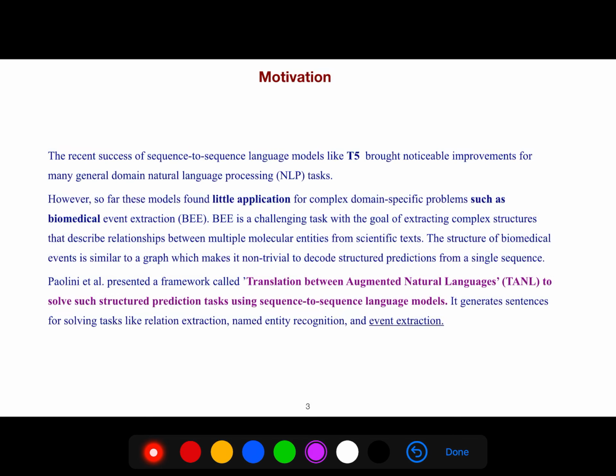So Paolini and his colleagues presented a framework called translation between augmented natural languages, TANL, to solve such structured prediction tasks using sequence-to-sequence language models. It generates sentences for solving tasks like relation extraction, NER, and event extraction. I have a playlist for RE, NER, and this current playlist for event extraction.